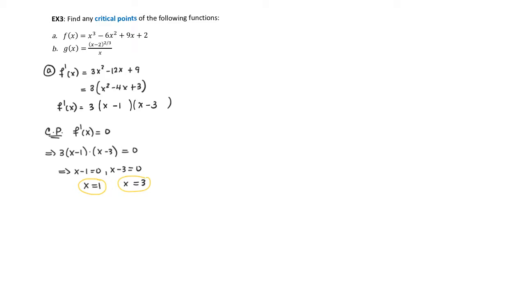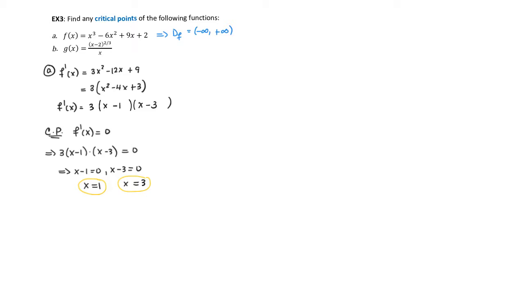Now remember, by definition, a critical point has to be in the domain of the function. So we have to check whether 1 and 3 are in the domain of the function. And the good news there is that yes, they are, because the domain of my function f consists of all real numbers from negative infinity to positive infinity. So then 1 and 3 are perfectly valid critical points.